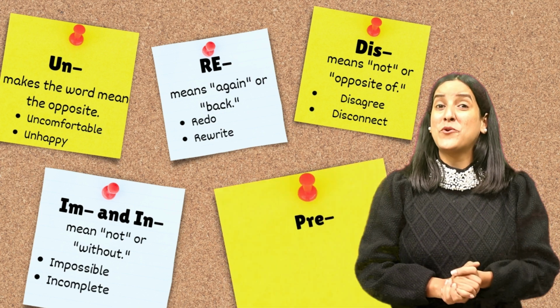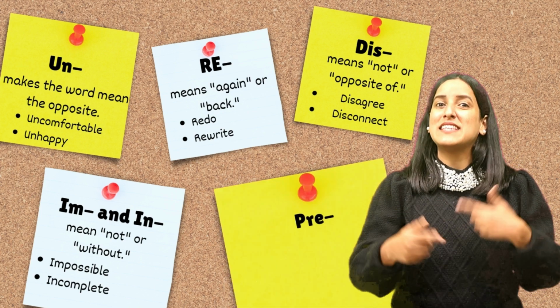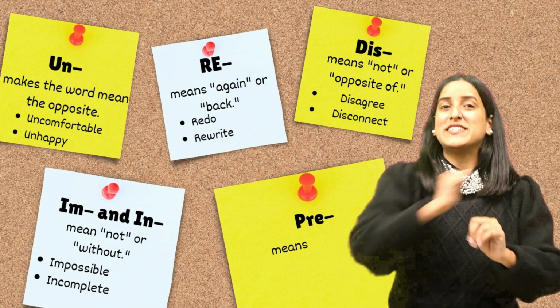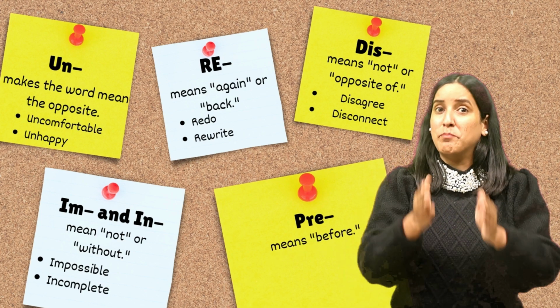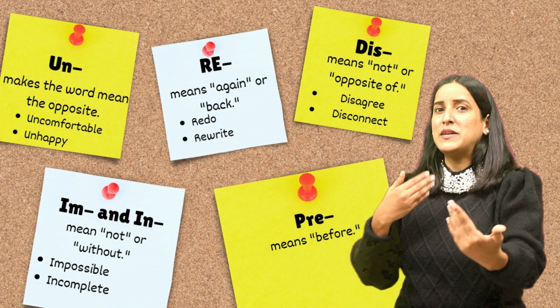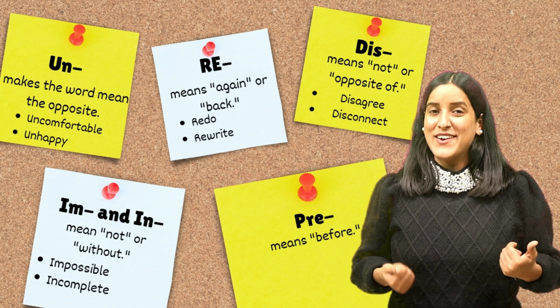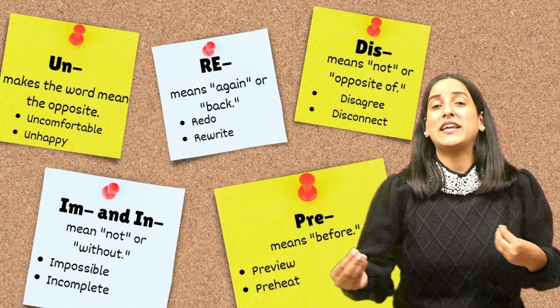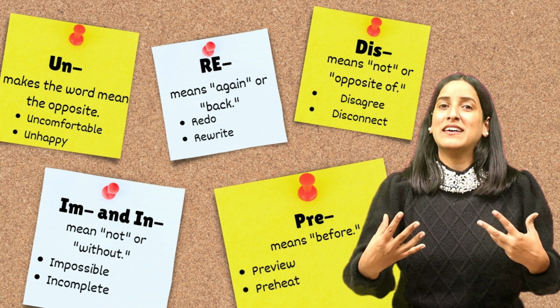How about this one, pre? Now, this prefix means before, pre. It is used when something happens before something else. For example, view becomes preview, which means I have seen it beforehand, right? Heat becomes preheat, which means it was already heated beforehand, right?